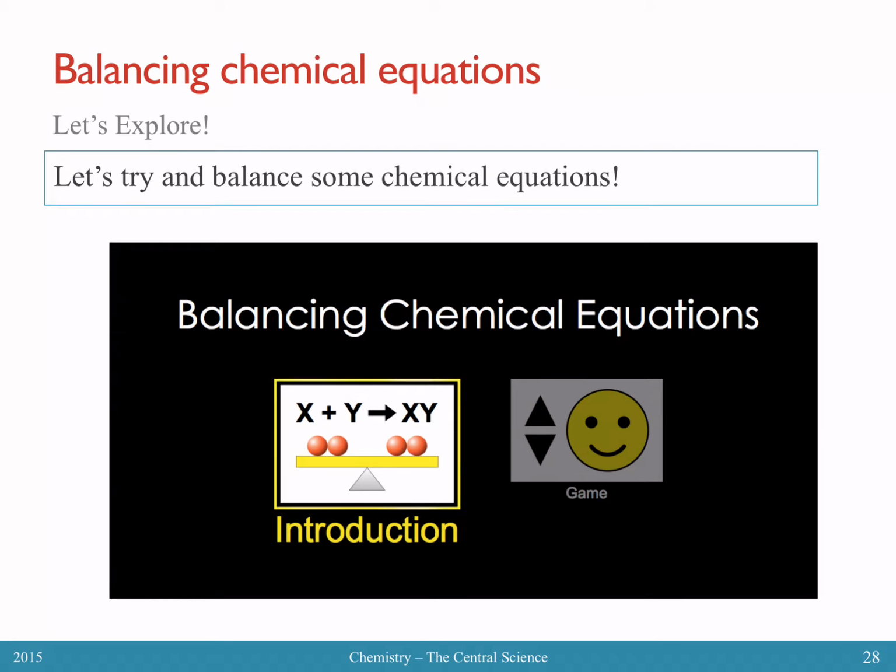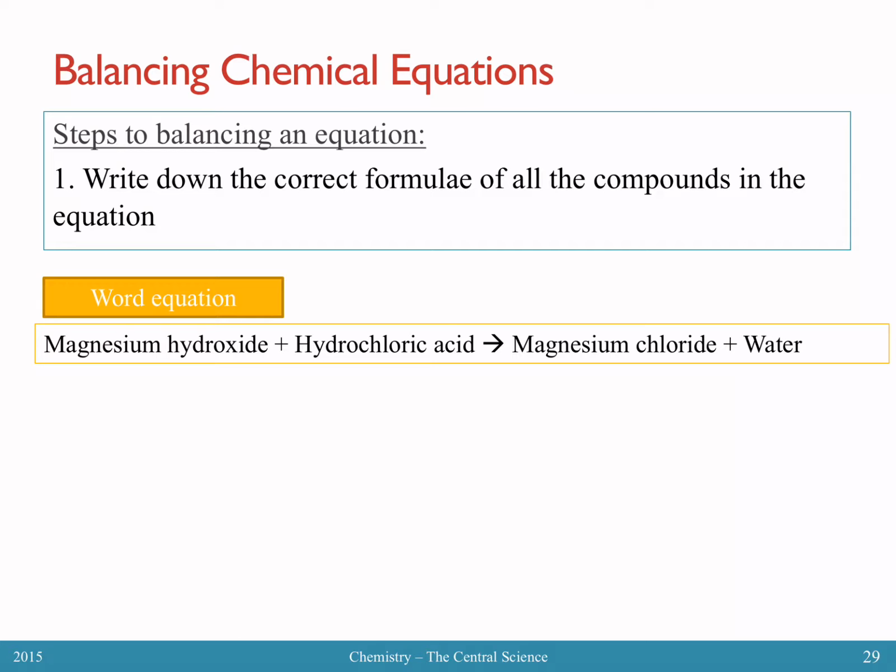Then next I'll show you a concrete example. This is what you might see in the exam. First, you'll see a word equation. Magnesium hydroxide added to hydrochloric acid gives you magnesium chloride and water. Now hydrochloric acid is an acid that I have mentioned in the previous lesson, so you can check your previous notes. Can you write down all their formulas first? Pause the video and write the formula of each of these species.